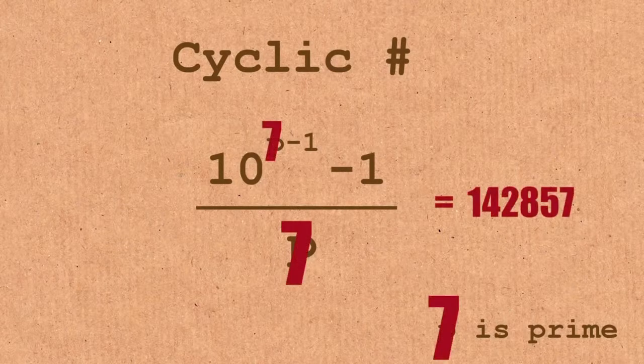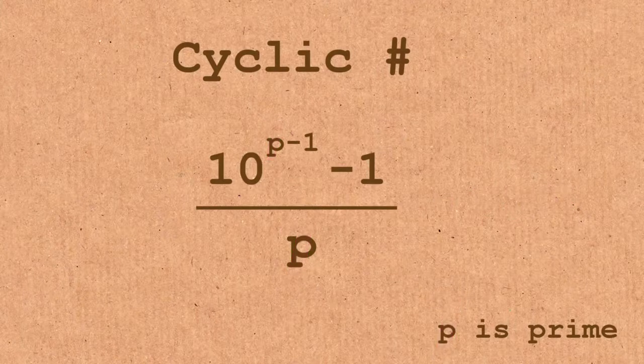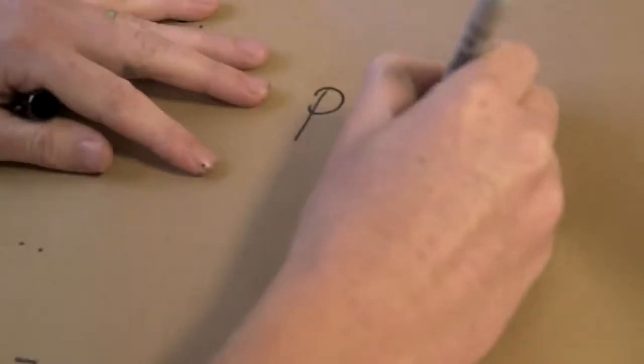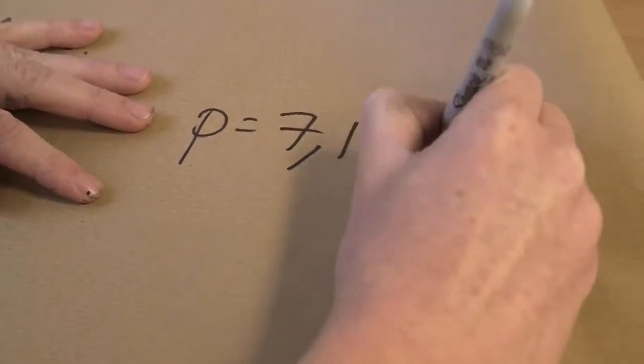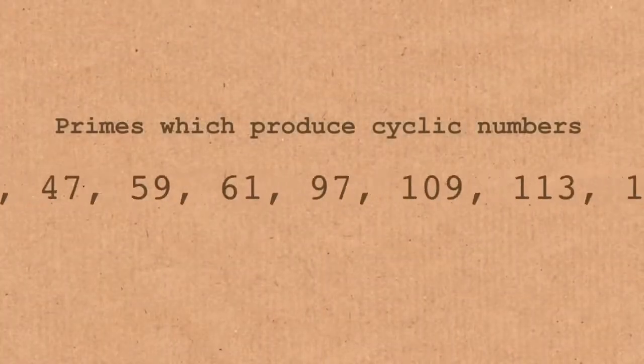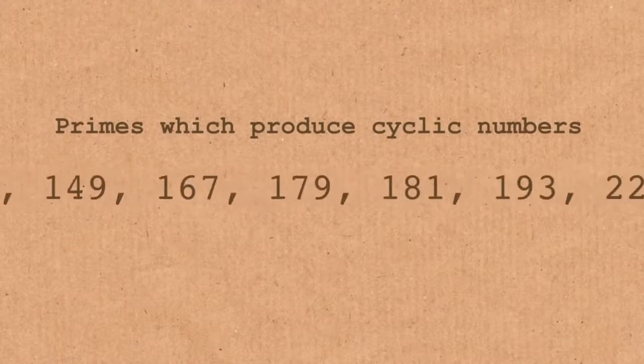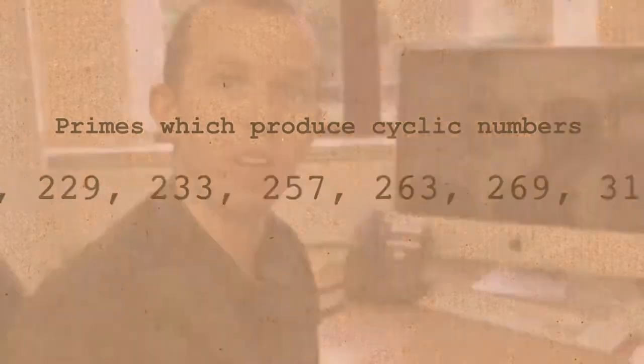All the cyclic numbers have this form. Not all prime numbers will give a cyclic number when you construct this. So the prime numbers that work, that will give you a cyclic number, are p equals 7, 17, 19, 23, 29. They're the first few, there's more, okay? Are there an infinite number? There are an infinite number, yes.